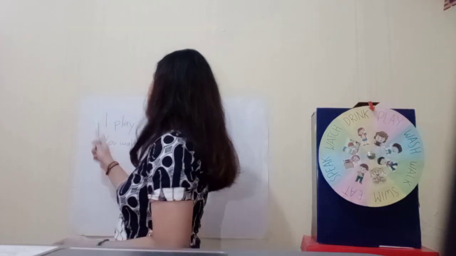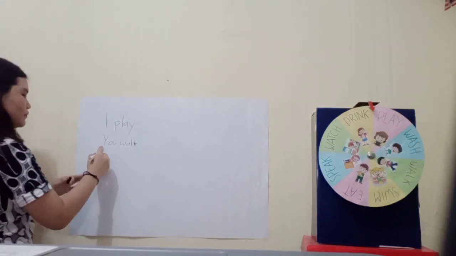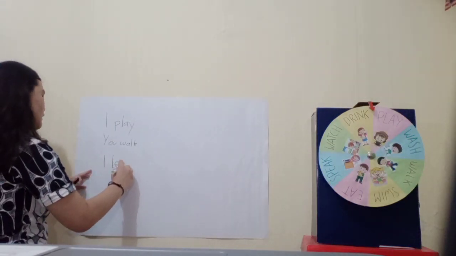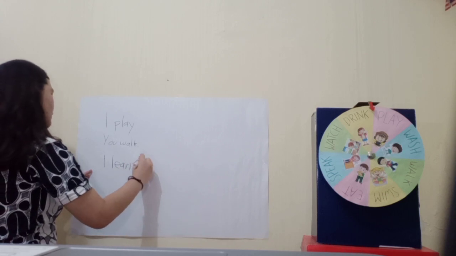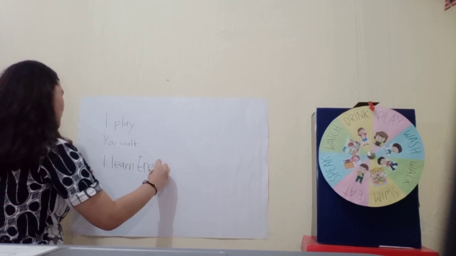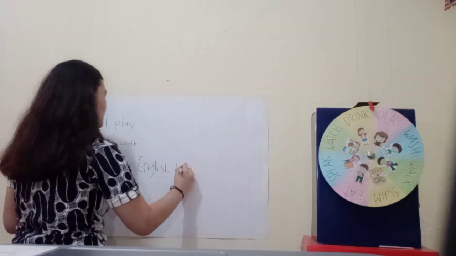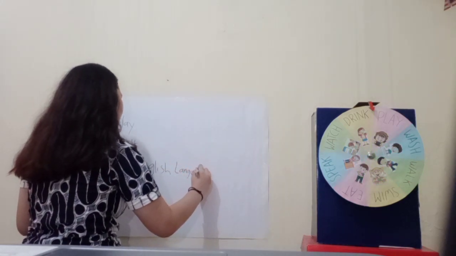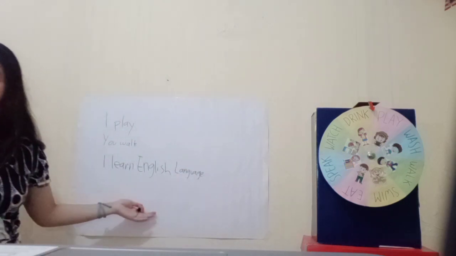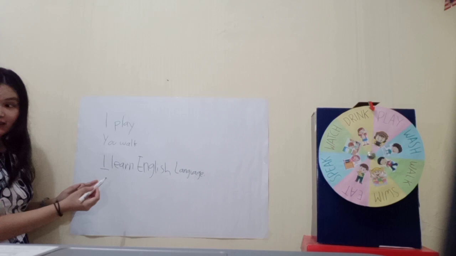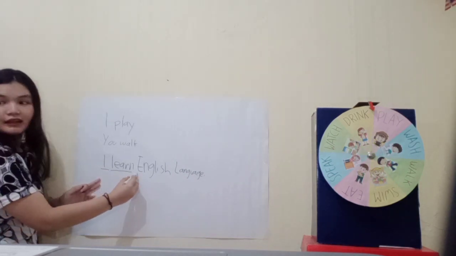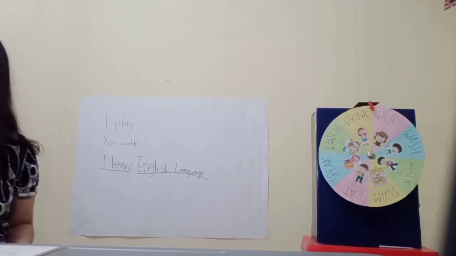And now the sentence should also include the noun, not only the subject and the verb, but the noun. For example, I will write the example here. I learn English language. Okay, this is the example that contains subject, verb, and the noun. Okay, do you get it, kids? Get it? Okay.